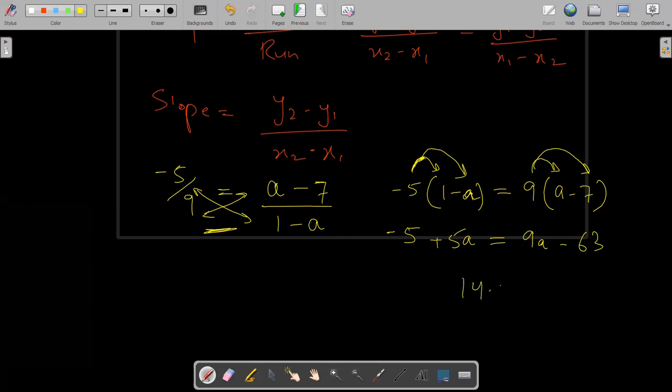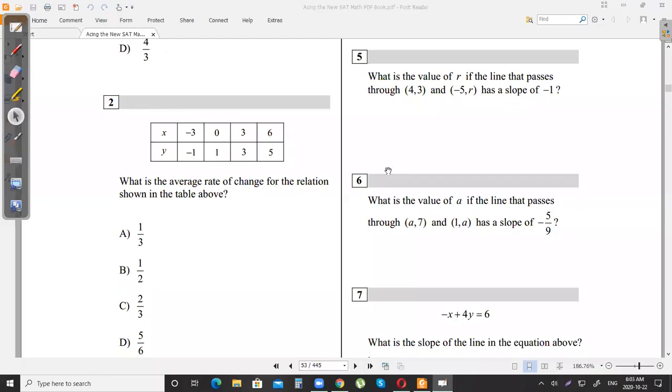14.5. Let us see the options. Oh, there's no option. We can just plug in 14.5 here, and that is the answer. Okay.